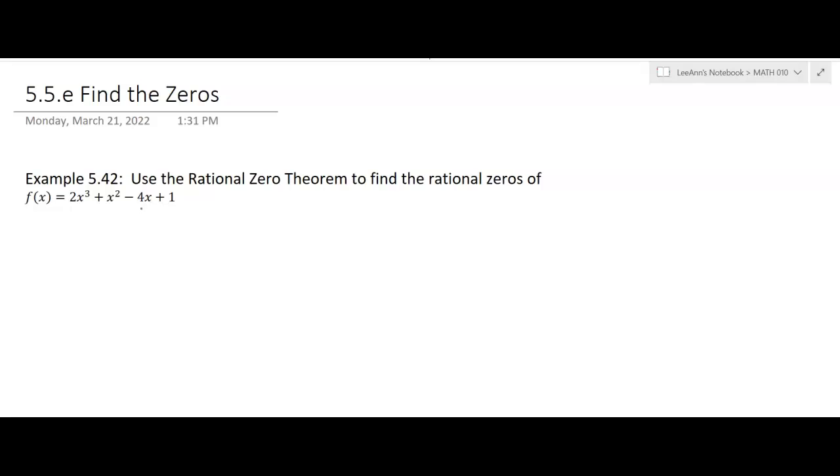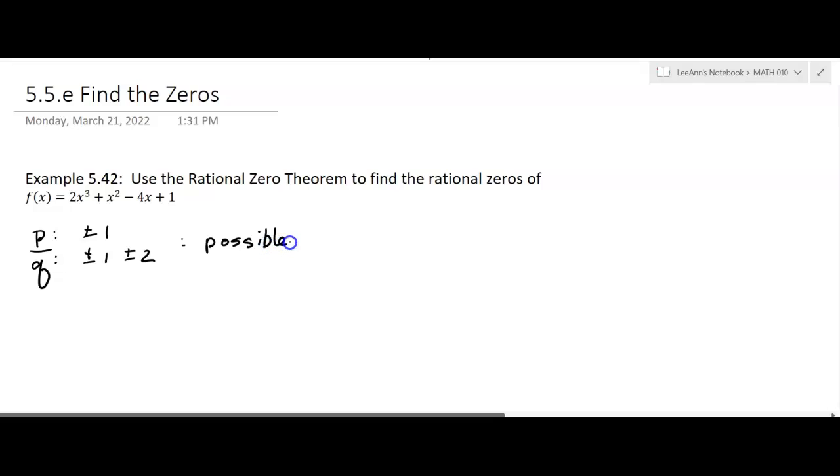Okay, so what we're going to do is the P over Q thing. So my factors of P are plus or minus 1, and my factors of Q are plus or minus 1 and plus or minus 2. And so I'm getting possibles, P over Q. So I get plus or minus 1 and plus or minus 1/2. Those are my possible rational zeros. Okay, so I have 4 of them.